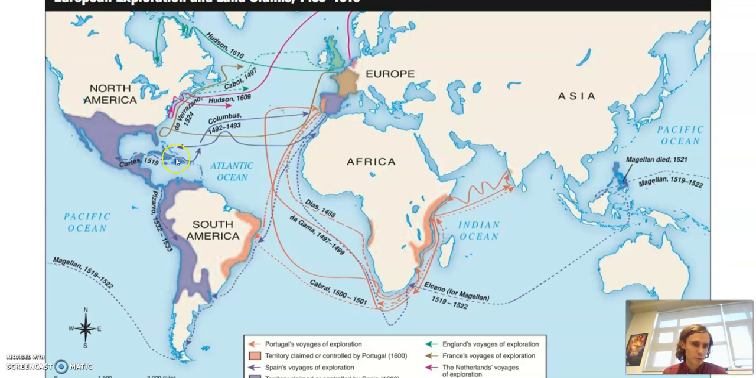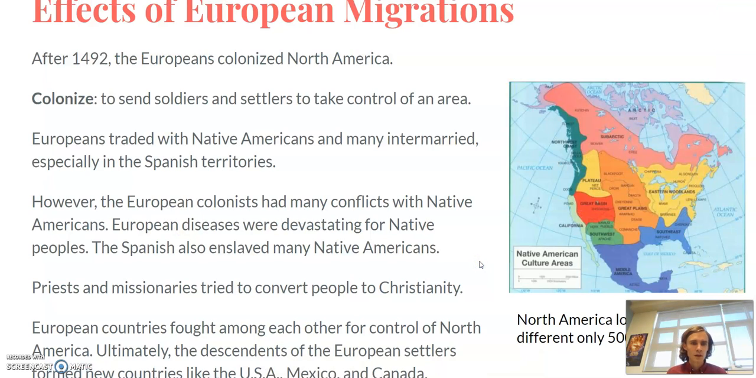The Spanish sent explorers to what's now Mexico and the Caribbean islands and Central America, as well as much of South America. The French sent explorers to Canada and the United States as well. And after Columbus, a lot of different explorers not only went to North and South America, but also to Africa as well. Now, what were the effects of these European migrations?